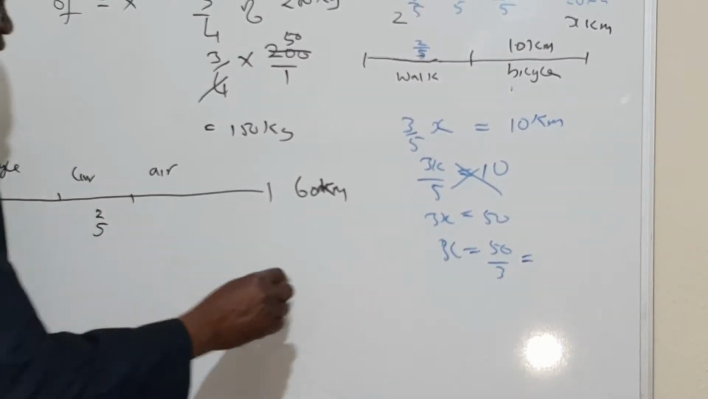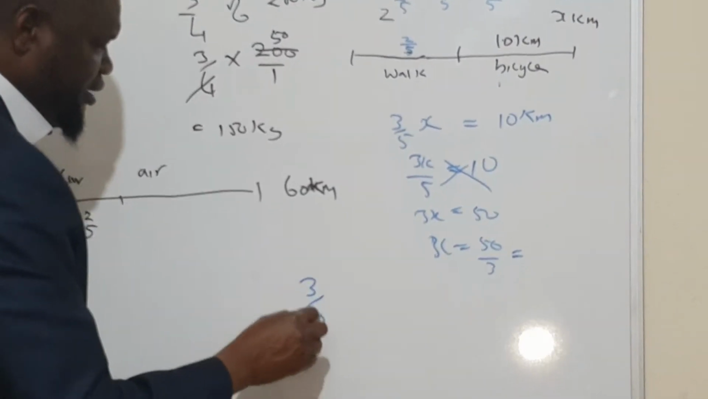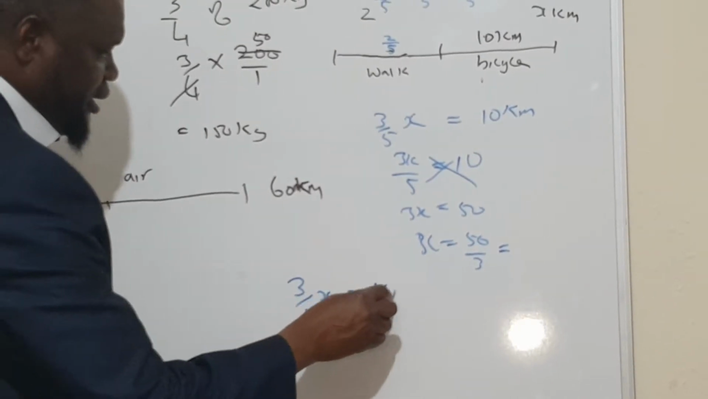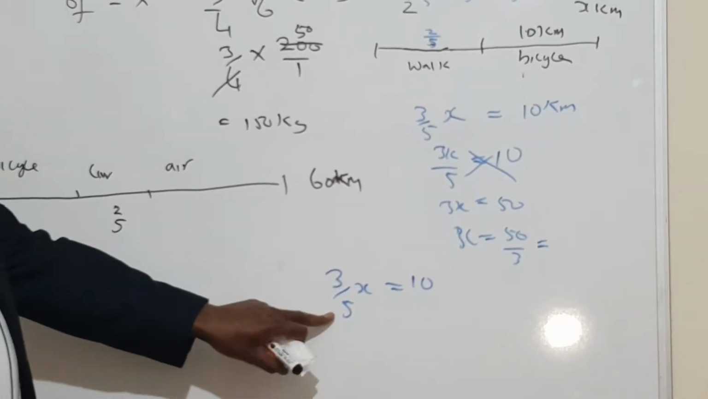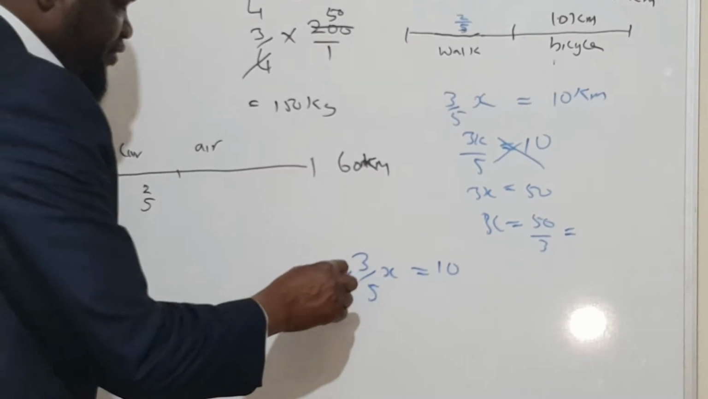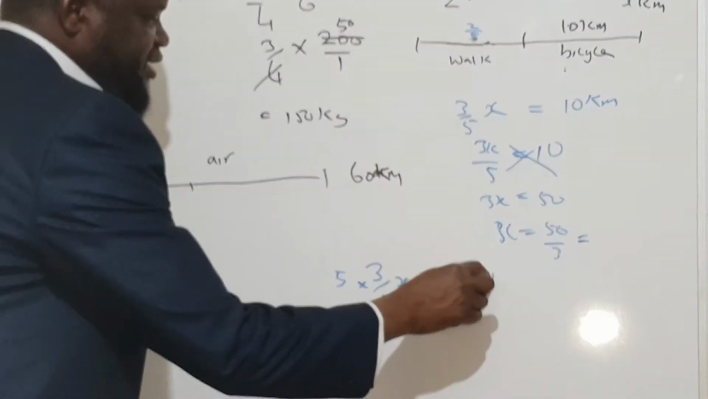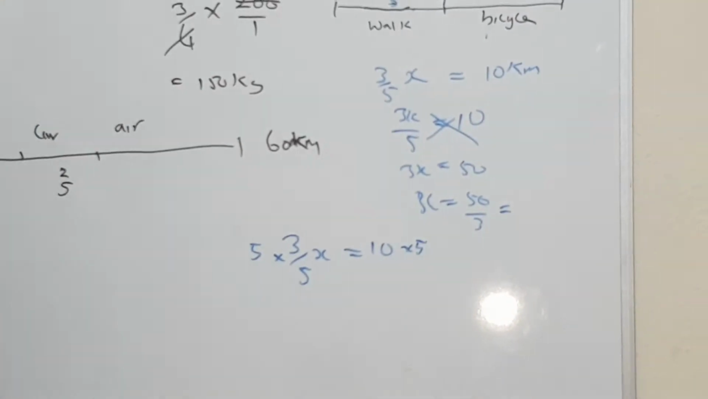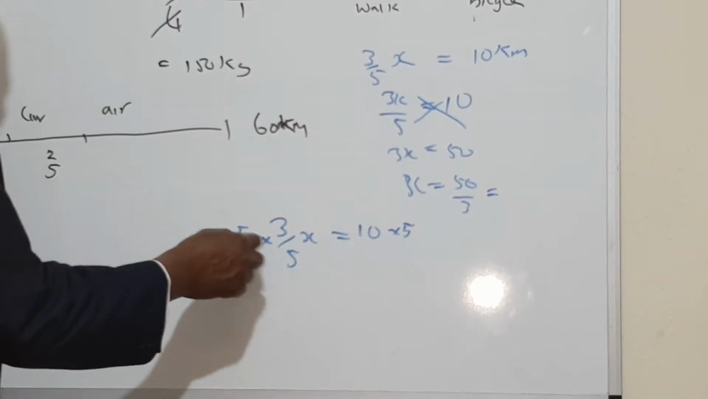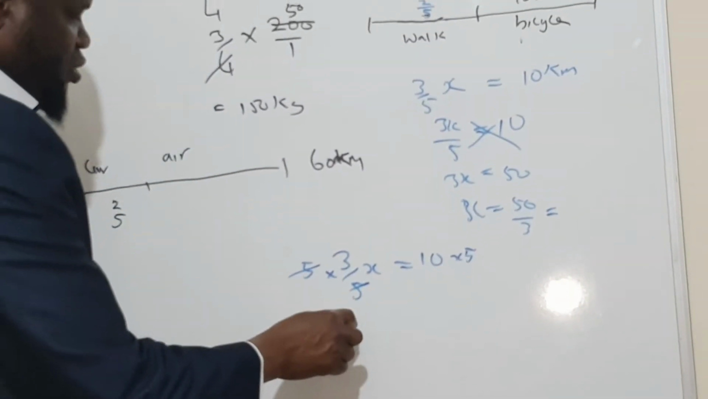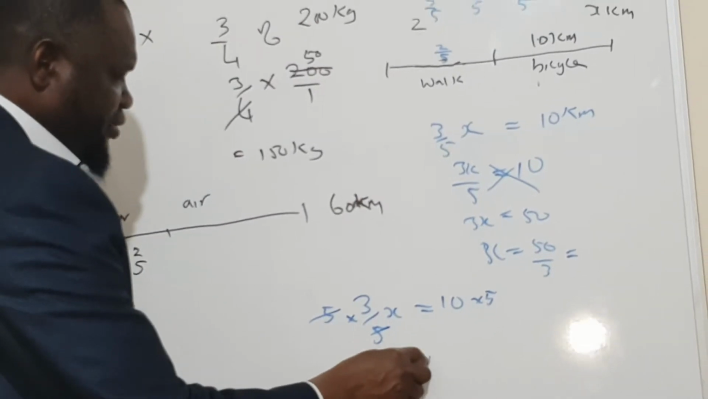The only alternative is saying 3/5x is equal to 10. You want to get rid of the fraction. Then we multiply this side by 5, multiply that side by 5. You are doing the same thing on both sides. So when 5 cancels 5, you are going to have only 3x is equal to 50.